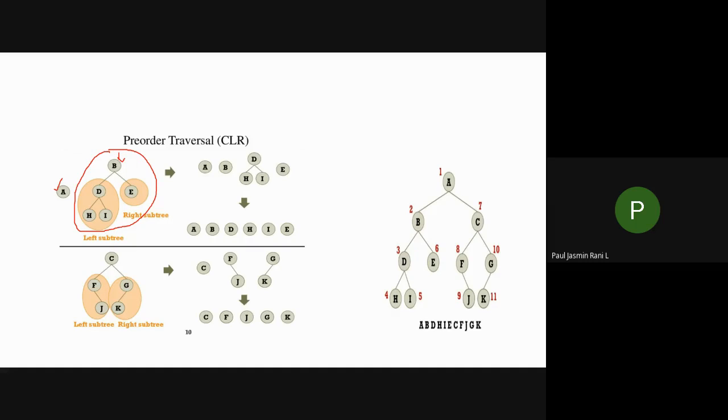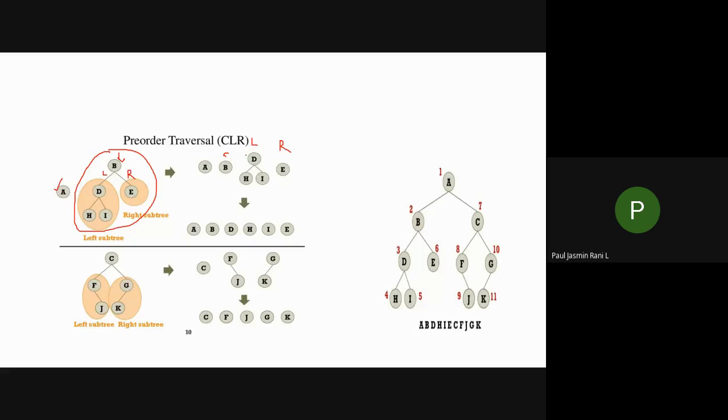So here, according to this pre-order traversal, you have to categorize first C, L, R, isn't it? So first you will get the C. Next, what is the left of B? The left of the root node is this one, D, H, I. And similarly, the right subtree is this one, isn't it? So on the left of this one you will get D, H, I, and on the right you will get this E.